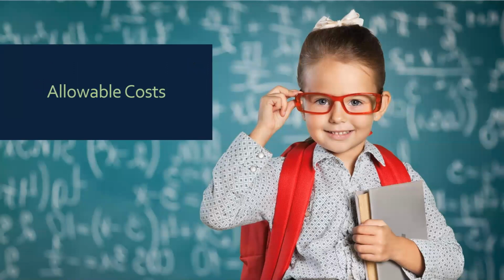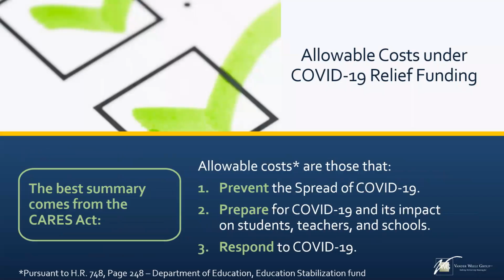So let's talk a little bit about allowable cost. One of the best things that I read came from the CARES Act. And to me, it's very short, simple, and has helped me in my monitoring positions to review the COVID-19 relief fund. So the allowable costs are those that prevent the spread of COVID-19, prepare for COVID-19 and its impact on students, teachers, and schools, and then respond to COVID-19.